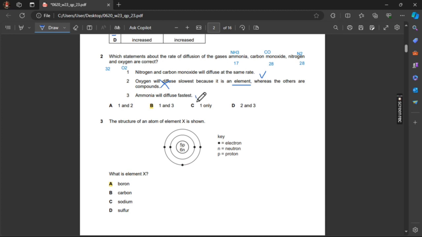Ammonia will diffuse fastest. It's correct because it has the smallest molecular mass. So the second statement is incorrect. So we should remove A and B and A and D. And the first is not the only correct statement. So the correct answer is B.